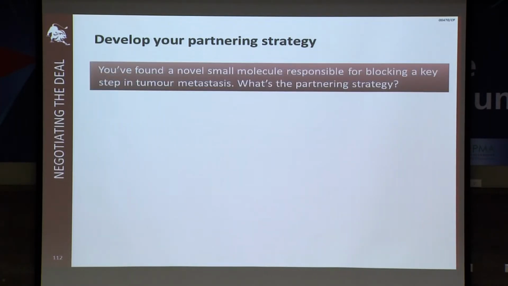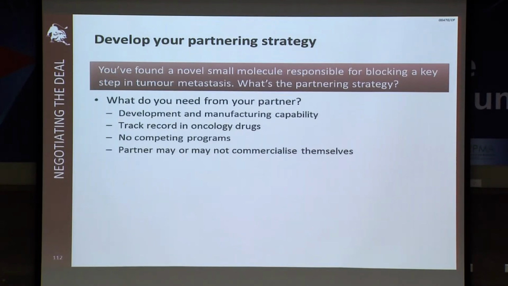So, let's say for sake of argument, you have found a novel small molecule responsible for blocking a key step in tumor metastasis, the spread of cancer. What partnering strategy are you going to use? Well, first of all, you need to think, what do I need from my partner? I've got this great drug, but I'm going to need help developing it in the clinic and manufacturing it. So I want a partner that's got a good track record with oncology drugs, that has no competing programs. If your partner also has a drug that does exactly the same thing, it's going to be tough for them to prioritize resources for your program.